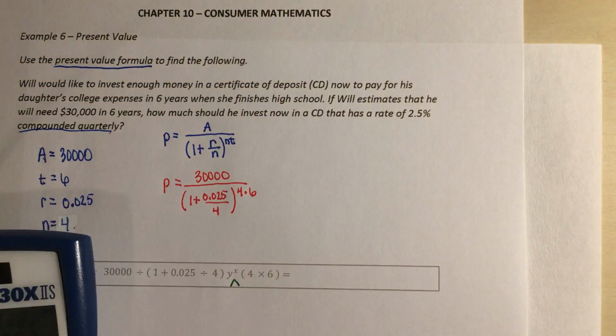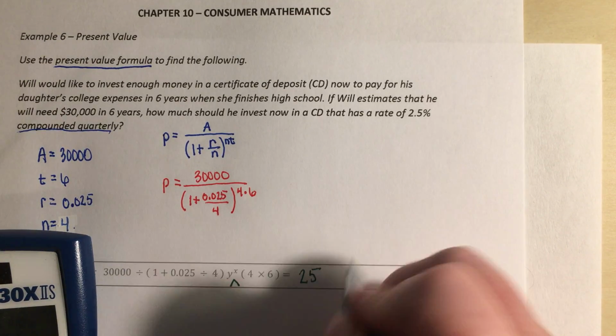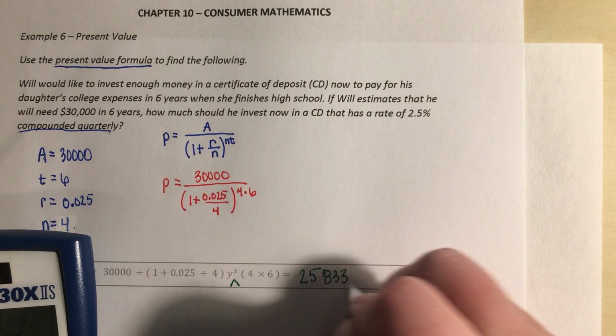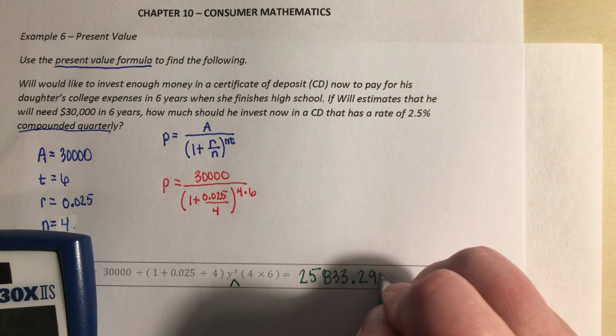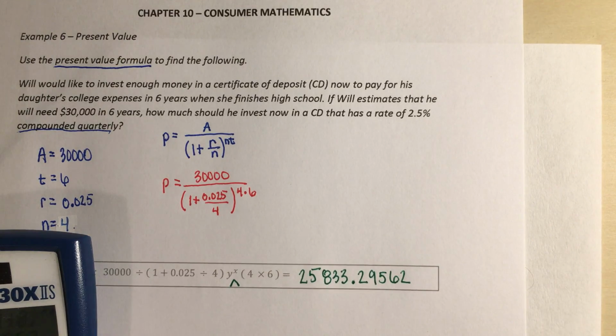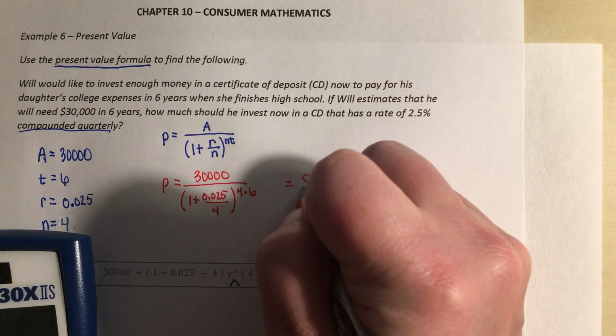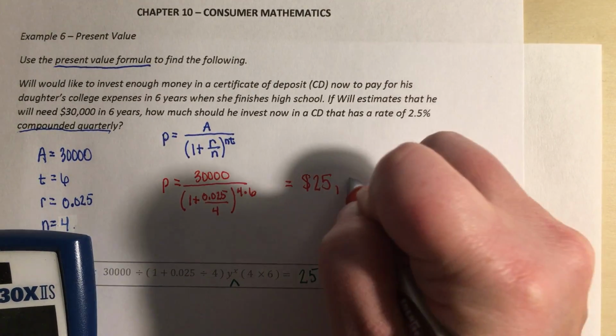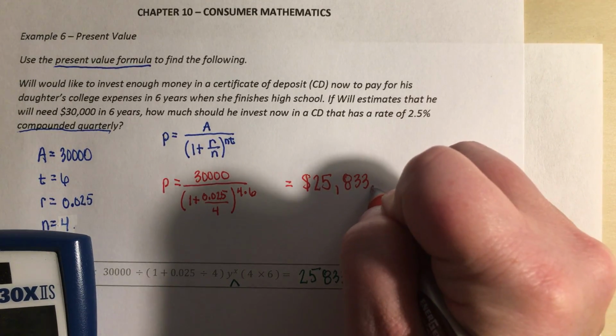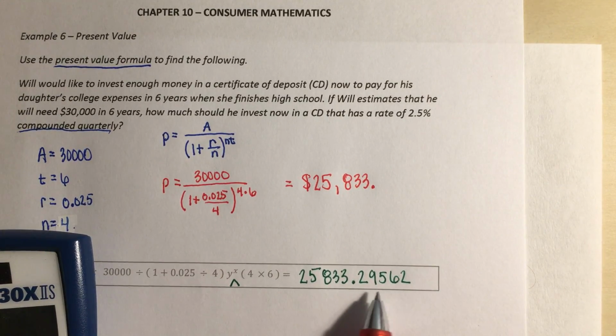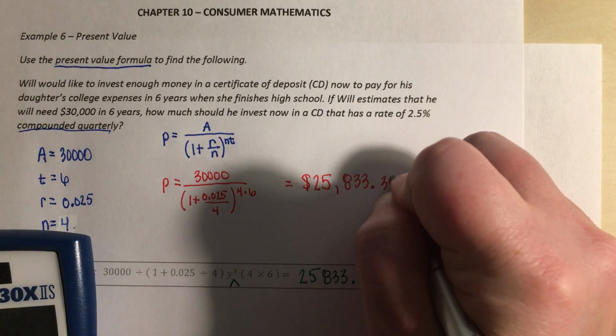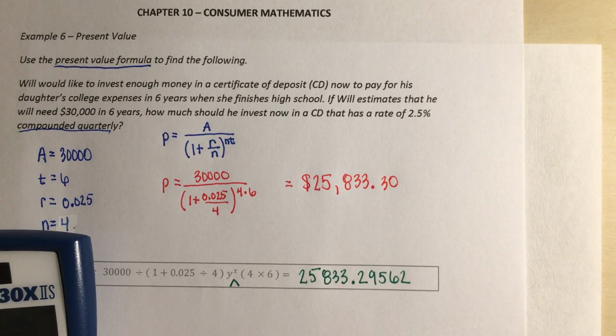25833.29562. I'm going to copy that in here: 25833.29562. We want to take this answer and round it off. So we are going to get $25,833. Then 0.29. What we need to decide is whether this is going to stay 29 cents or turn to 30 cents. In this case, that's going to round up. The 5 makes that 9 go up, which then makes the 2 go up, so 29 rounds up to 30 cents.